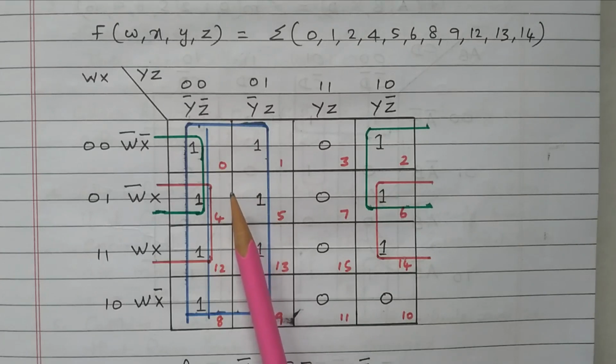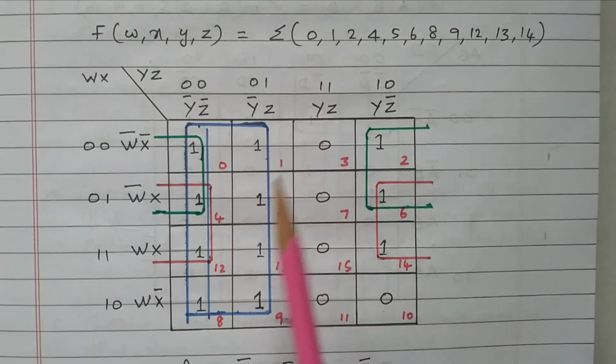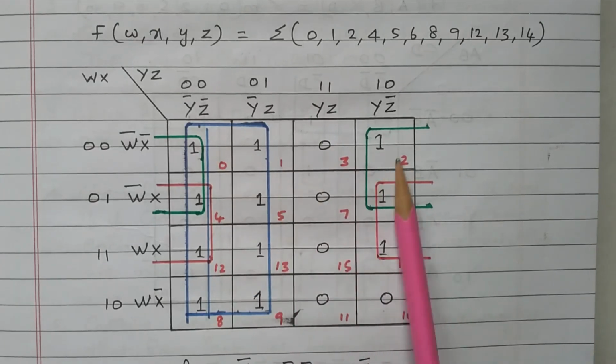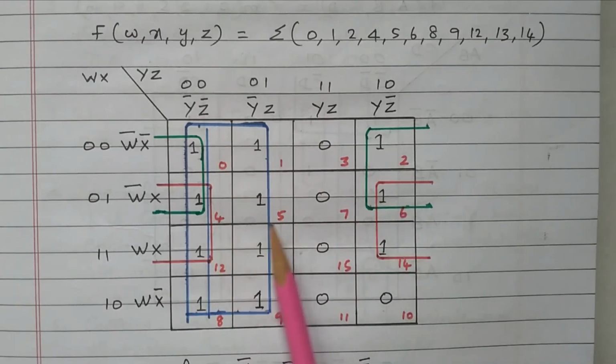In order to go for simplification, we are using minterms. Right. So it is 0, 1, 2, 3. That is an interchange. Similarly, 4, 5, 6, 7. Similarly, in the column also, the row also has interchange. Right.